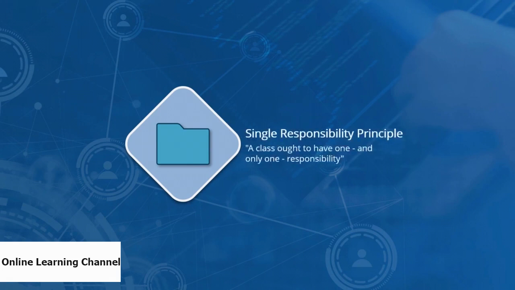The single responsibility principle states that a class ought to have one and only one responsibility. Now, you need not apply the single responsibility principle just to classes. The same principle applies to functions and other objects as well. The idea behind this principle is that any component should have responsibility over just a single part of the functionality provided by the software as a whole. And all the services provided by this component should be aligned with that responsibility.